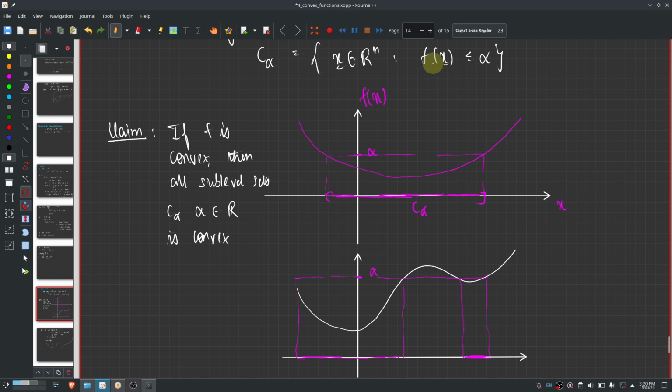right? And that just follows because you take f of alpha x1 plus 1 minus alpha x2, you know that it is less than or equal to alpha times f of x1 plus 1 minus alpha times f of x2. But both f of x1 and f of x2 are less than or equal to alpha because they belong to the sublevel set. So, that also belongs to the sublevel set.